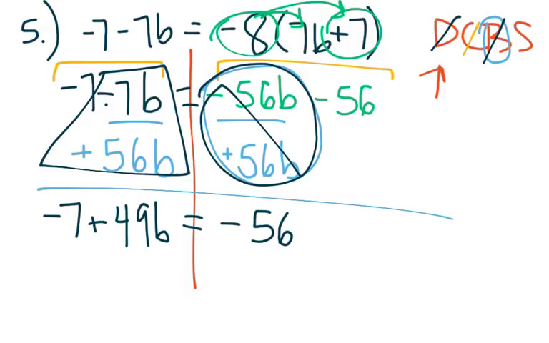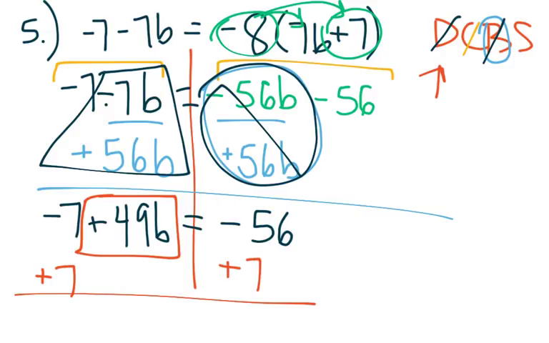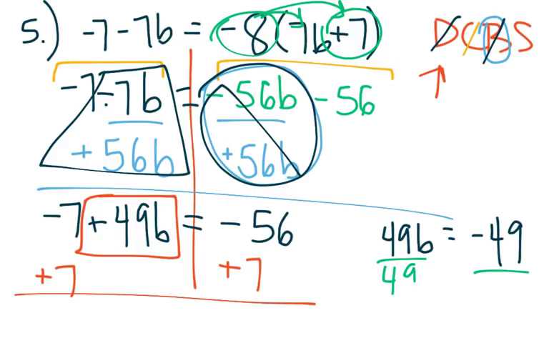All right, we've brought all of our variables to one side. Now we're just going to solve. I've got positive 49b. I'm going to get rid of this minus 7 by adding 7 to both sides. I'm going to bring my work over here. So I'm left with 49b equals negative 56 plus 7, which is negative 49. Now we're going to divide both sides by 49, and you get that b equals negative 1 for our final answer.